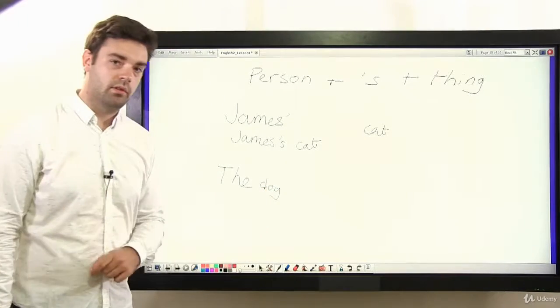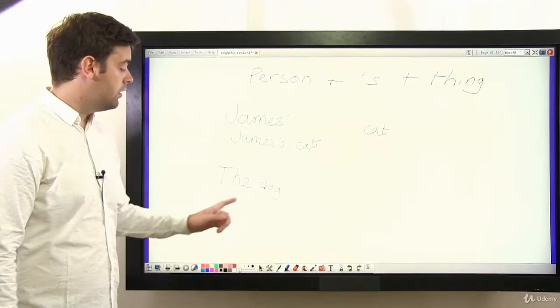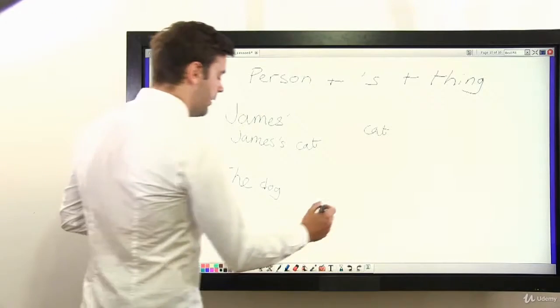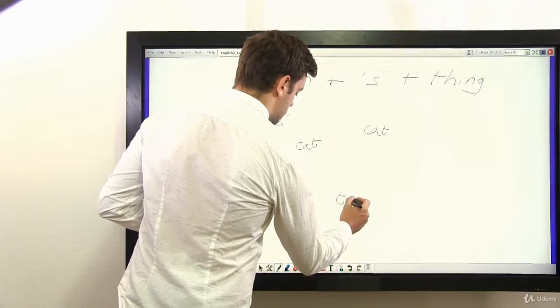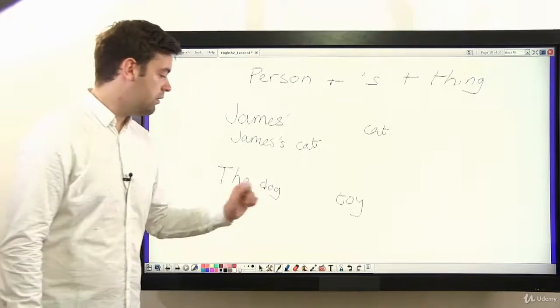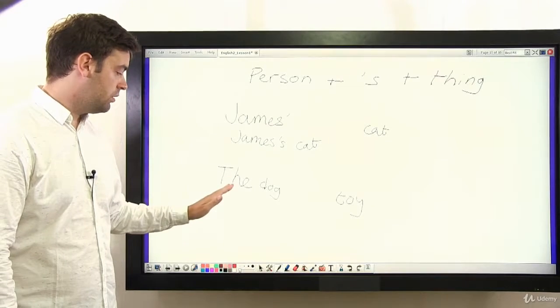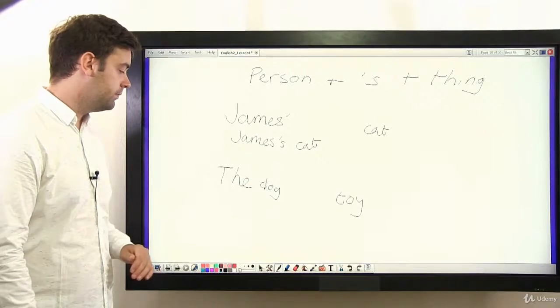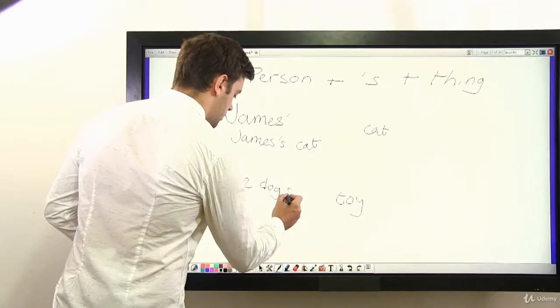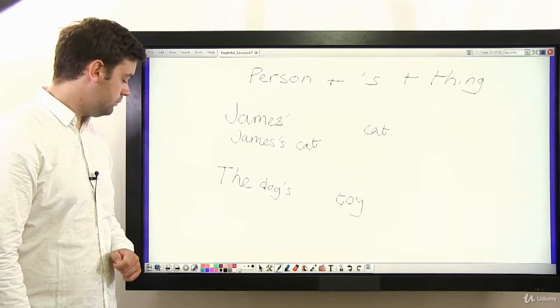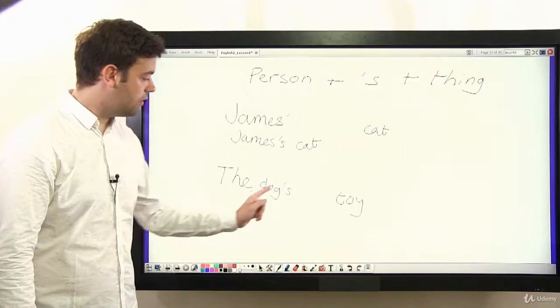So let's talk about the dog. The dog is the person. The thing, let's say toy, okay? The dog, toy. We have an article, so we make sure we use the article. And the dog's toy.